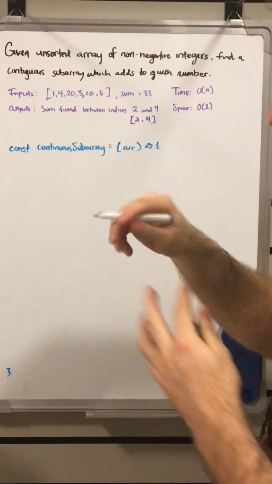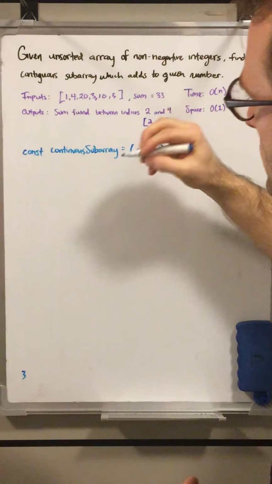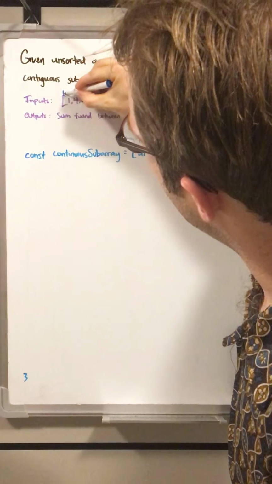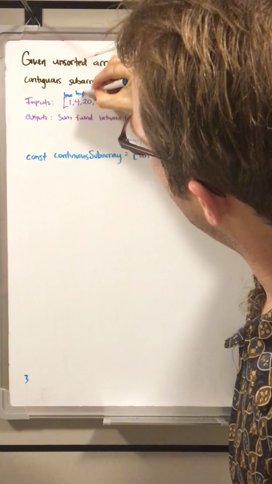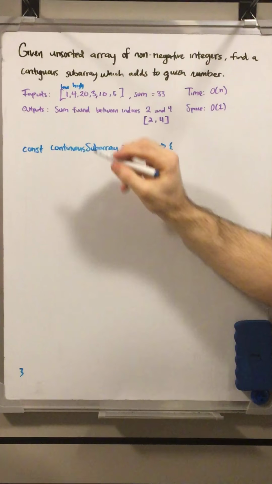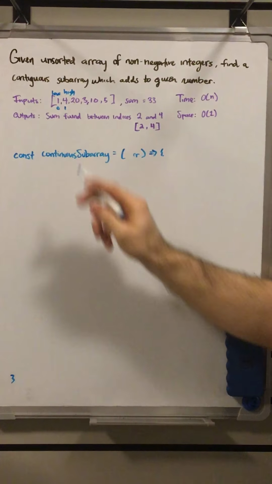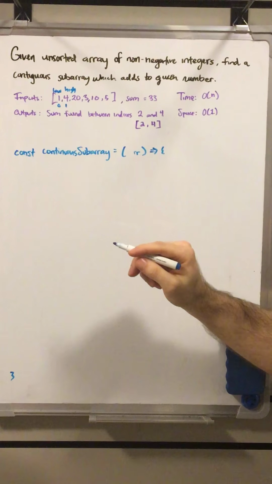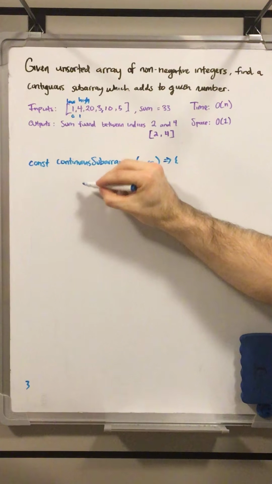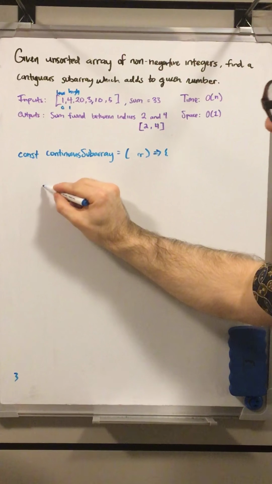Let's say how we're going to solve this is, like I said, we're going to have a low and a high pointer. We'll start our low at 0 and our high at 1. And we'll add these two guys together. That'll give us 5.